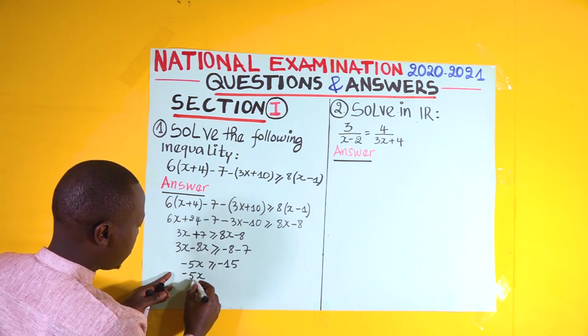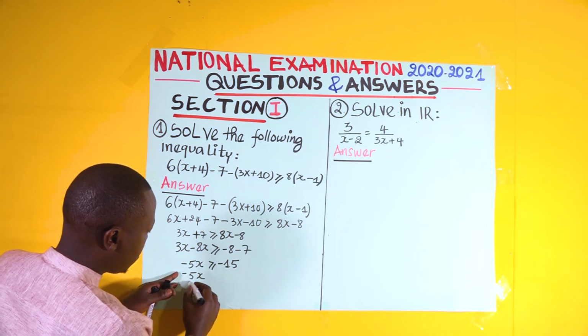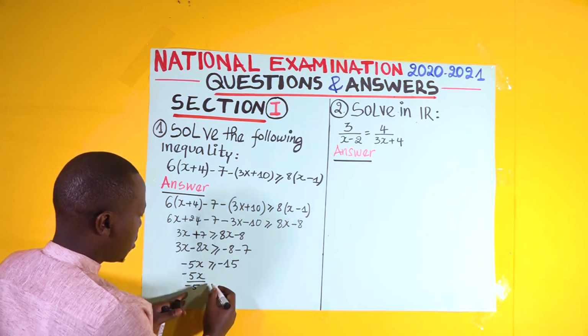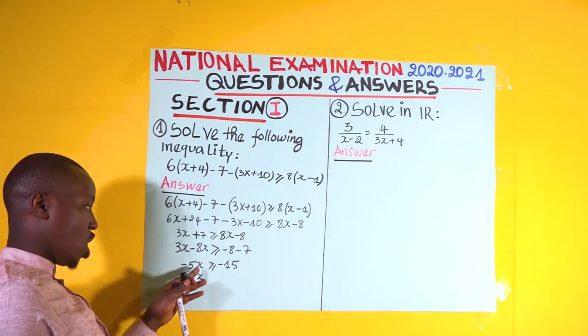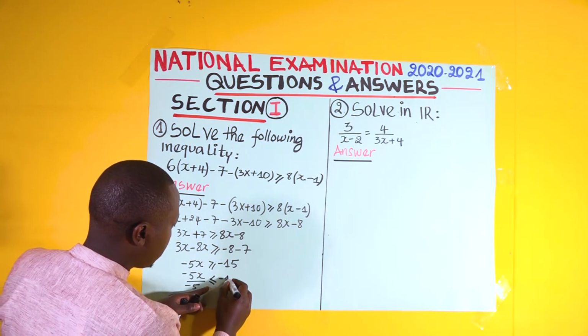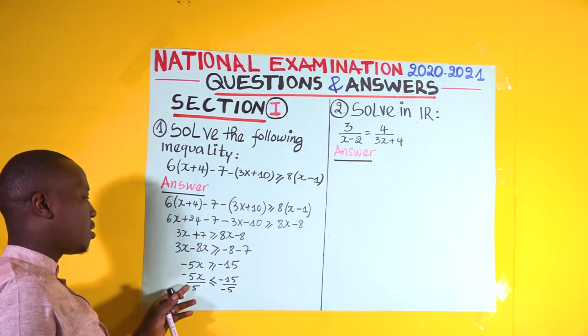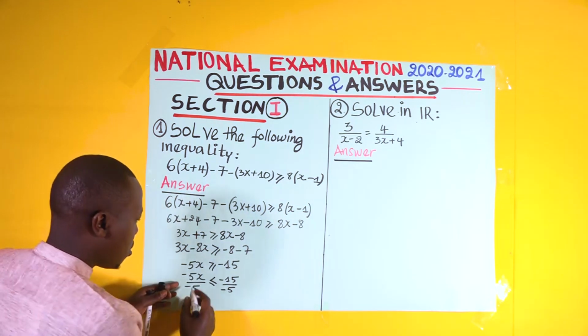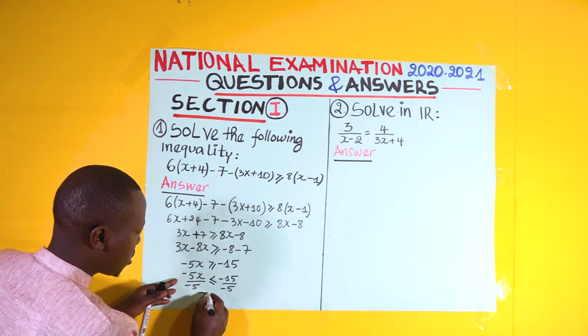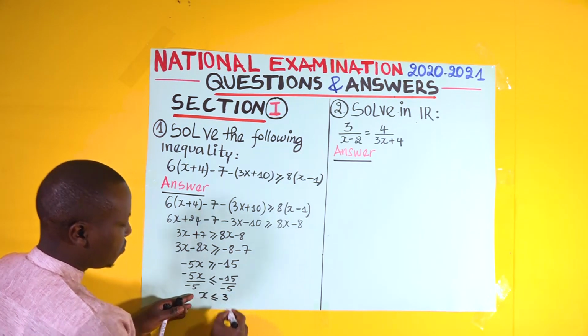5x, that has negative. Let us divide it by negative 5. So the sign of inequality will change to what? It changes to less than or equal to negative 15 divided by negative 5. We divide by negative 5 on both sides. So here will give us what? x will be less than or equal to 3.